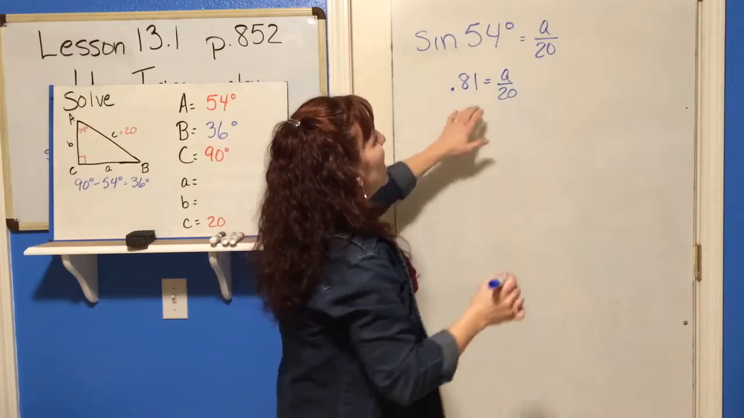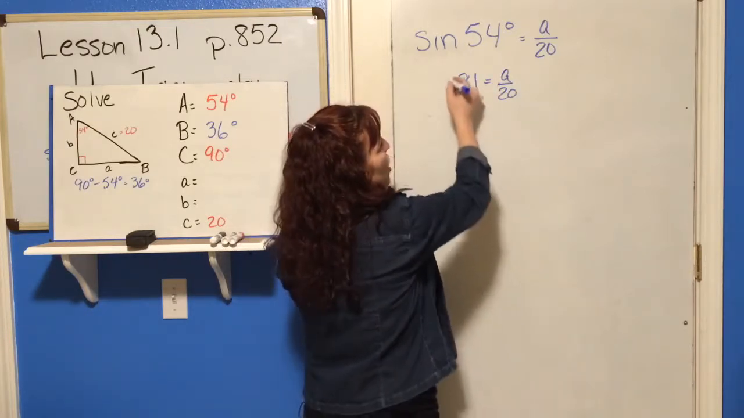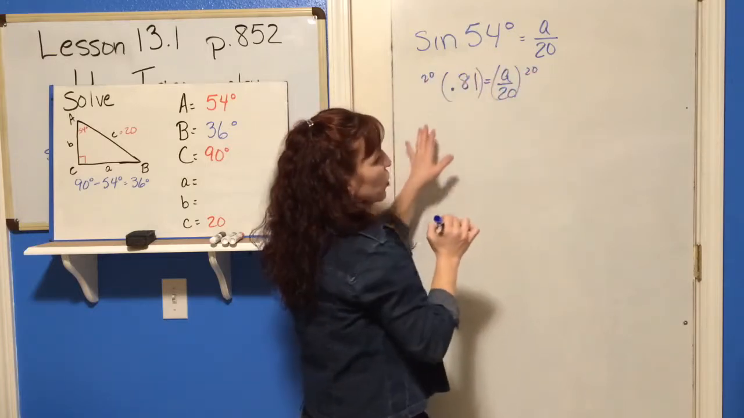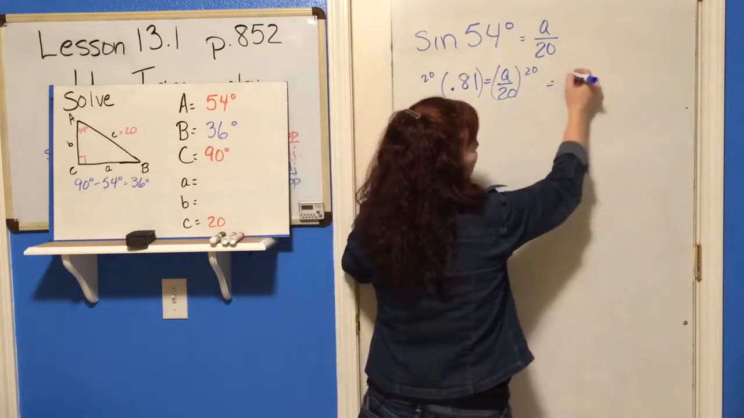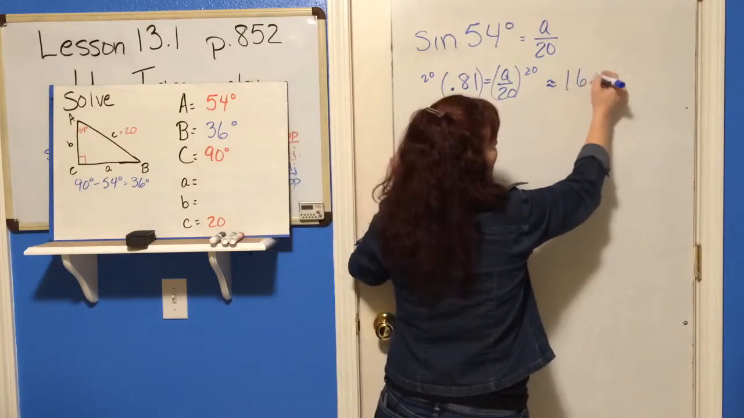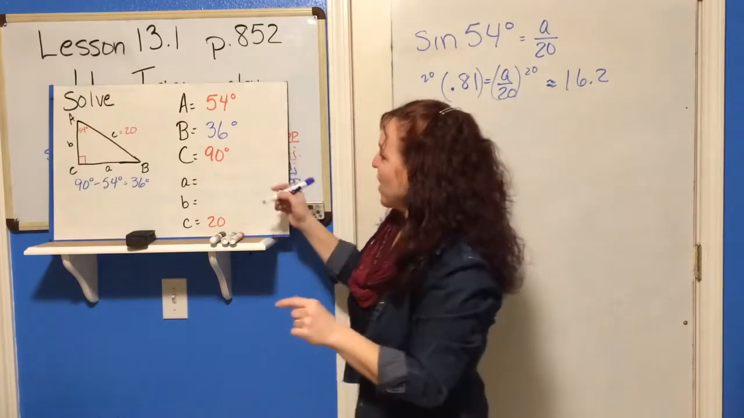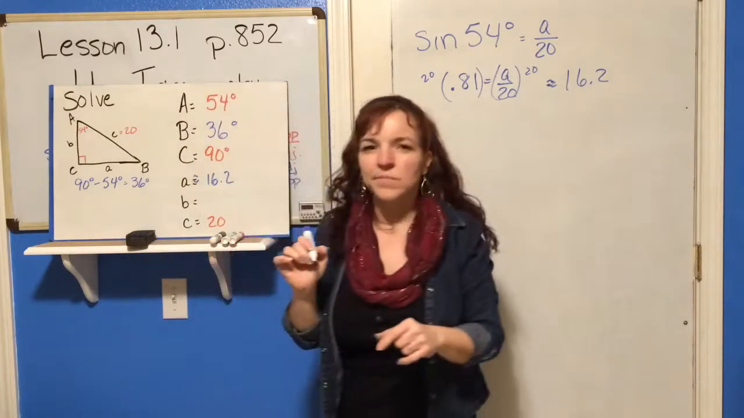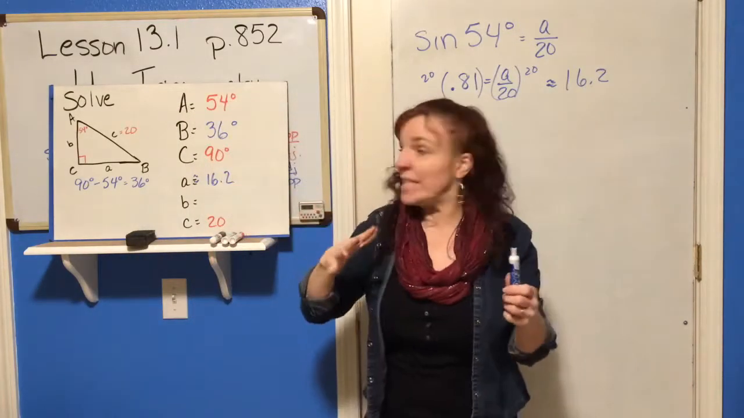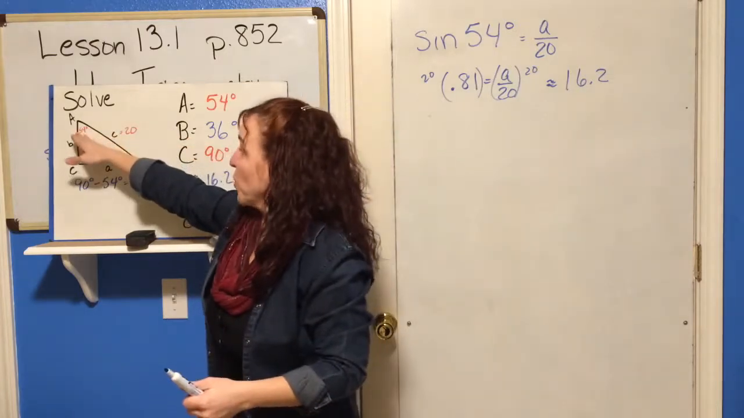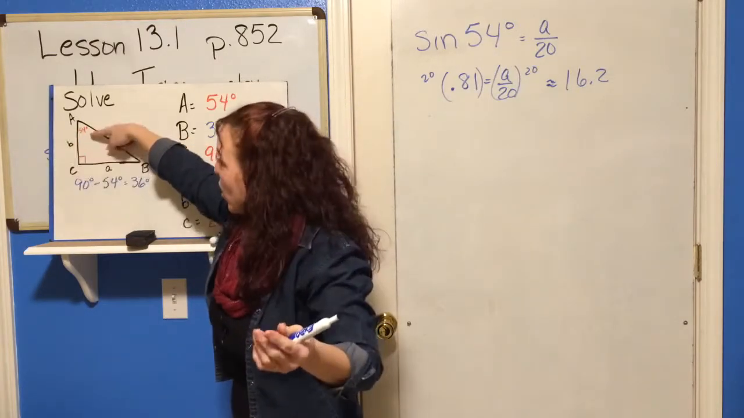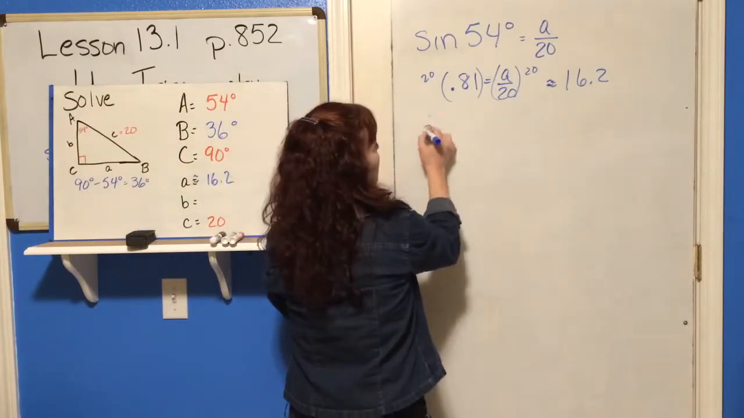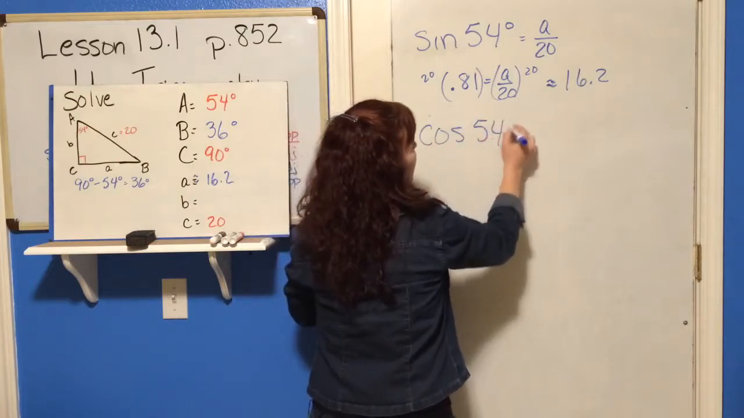So now 0.81 equals A over 20. To solve for A, you simply multiply both sides by 20. When you multiply both sides by 20, you get roughly 16.2. So A is roughly 16.2. All right, and so now B is going to be the same idea, except that now if we're going to work with the angle 54, we're going to have the adjacent over the hypotenuse. So that's cosine.